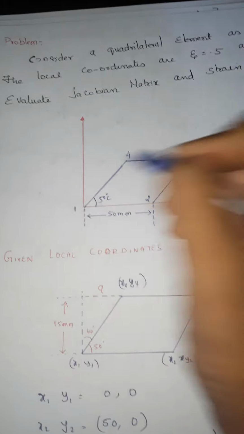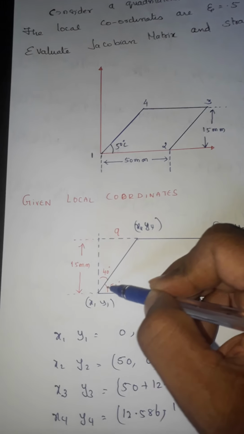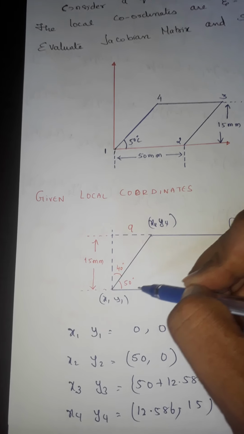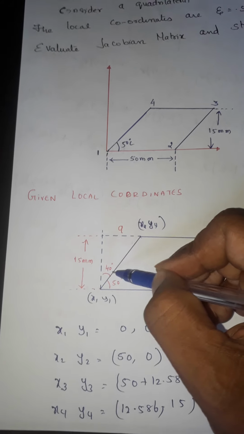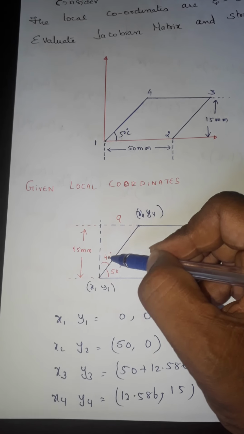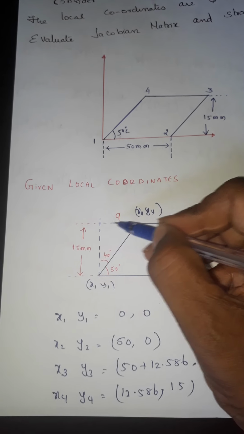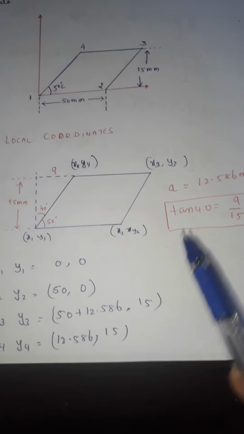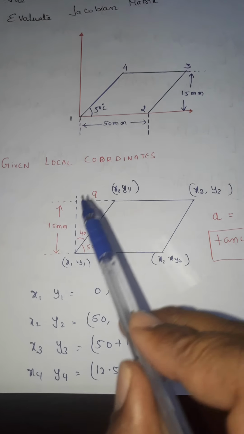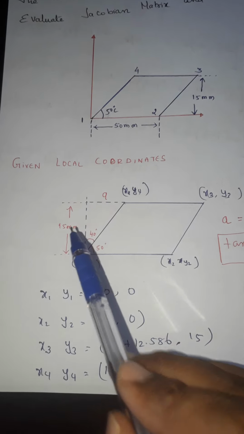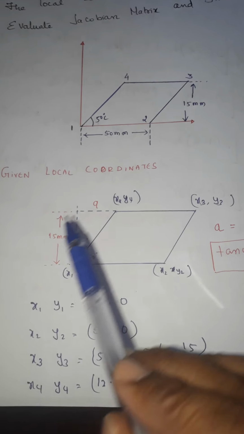This point is at 50 degrees, which means this angle is exactly 90 degrees, since the y and x axes are mutually perpendicular. So this is 50 and this is 40. We have this length 15, and easily we can find this length A. How? A is the opposite side, over the adjacent side, that is tan theta. So tan 40 is equal to A by 15.